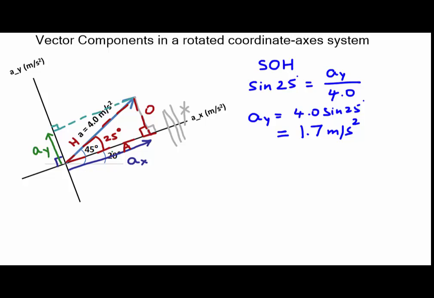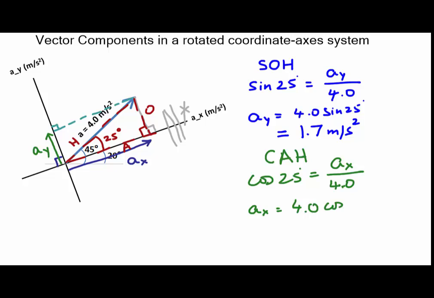Now for AX, that's the adjacent side to this angle that we are dealing with. So A is what I need. I know the hypotenuse H. The function that ties them is cosine, the CA part of SOHCAHTOA. So this gives me cosine of 25 degrees equals adjacent, which is nothing but AX in this case, divided by 4.0 meters per second squared, the hypotenuse. Multiplying both sides by the hypotenuse, I get AX equals 4.0 times cosine of 25 degrees, which according to your calculator will be 3.6 meters per second squared.